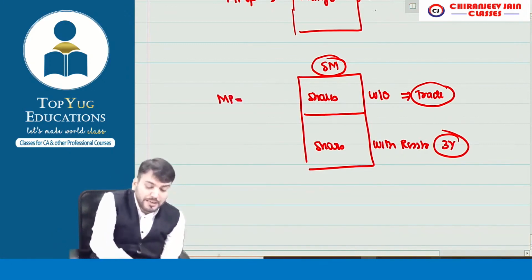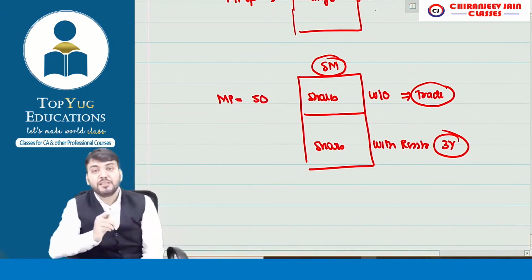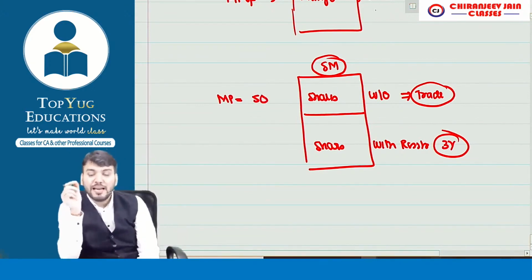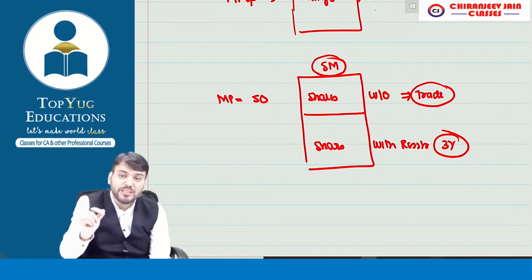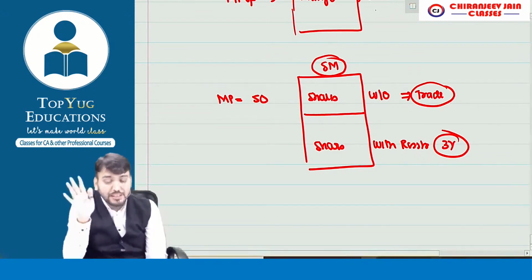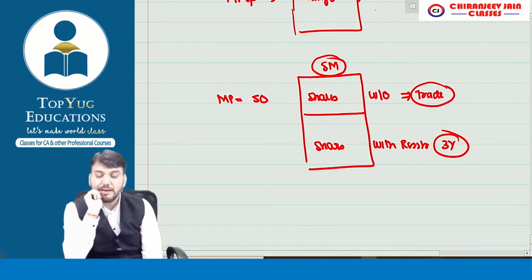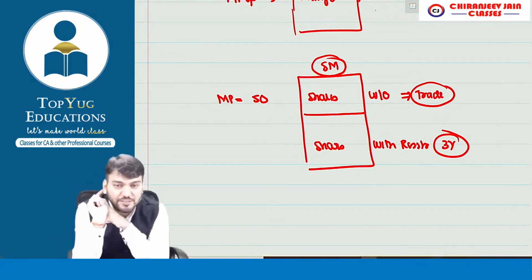Now the market price of shares without restriction, they have given in the question. What is the market price of shares? Market price of shares is 50. My question to you all: will the value of shares with restriction, which cannot be traded for 3 years, be more than 50, less than 50, or equal to 50? Everyone, are you able to understand what I am asking?